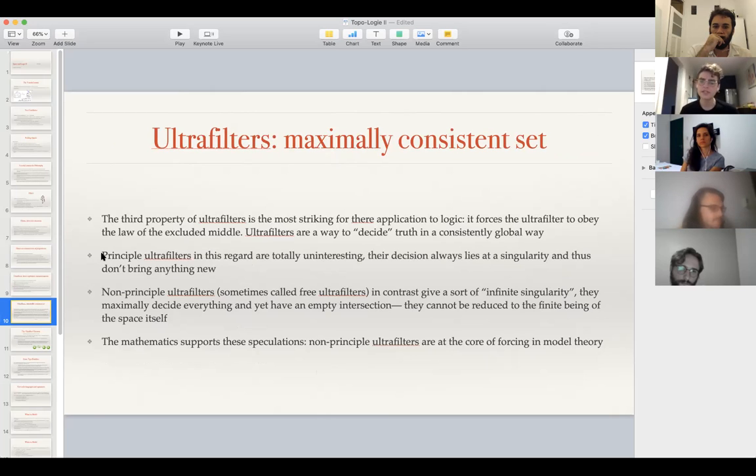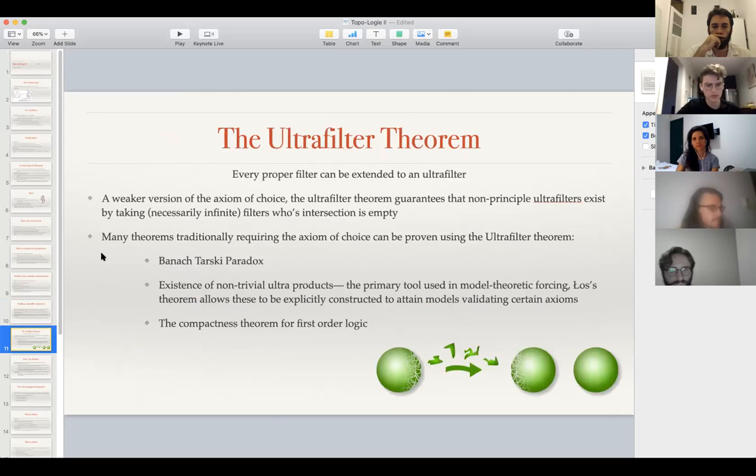So this is why it's crazy when you look at it from this maximally consistent set. This non-principal ultrafilter will decide every single proposition in the set as either true or false, but at the same time will not ever be reduced to any finite set, or even any singleton. So we'll see coming up that non-principal ultrafilters are really important for forcing in model theory and set theory, which hopefully we can get into a little bit.